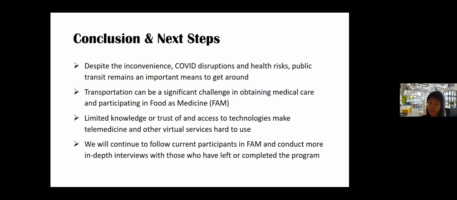So in the past few years, we've seen expansion in the application of telemedicine and other virtual services. But for this patient population, it is rather slow, or some of their needs just can't be satisfied by these services. Going forward, we'll continue to follow up with our current participants. We have stopped initial recruitment, but we still have about 100 active patients in the study. We expect them to finish the 12-month period before the end of summer 2023, and we'll continue to conduct more in-depth interviews, especially with those who have left the program early.